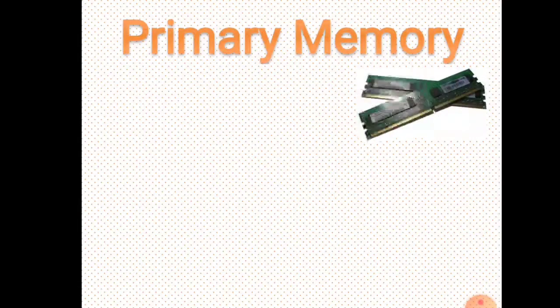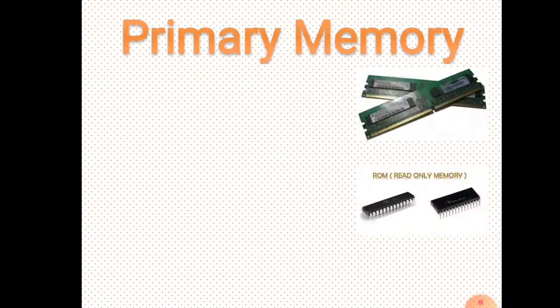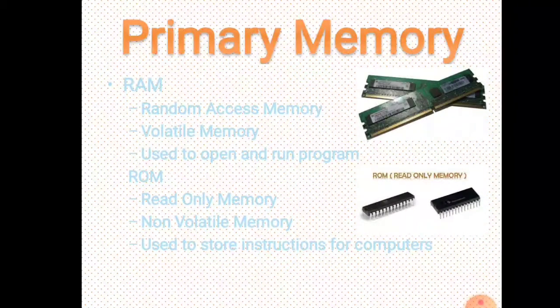First, primary memory. This one is a RAM memory. RAM means random access memory, and this one is a ROM memory, read only memory. RAM is a volatile memory, that means it can vanish. If power is switched off, whatever content is in this memory will vanish. It is used to open and run programs.